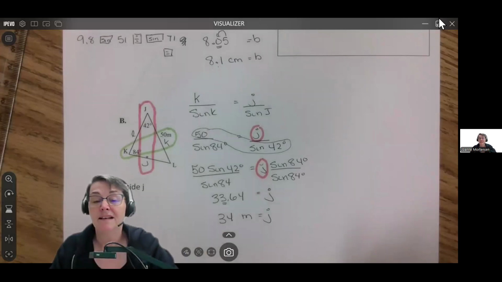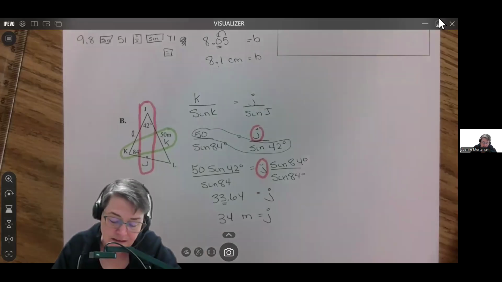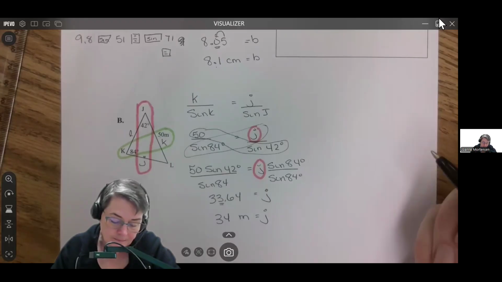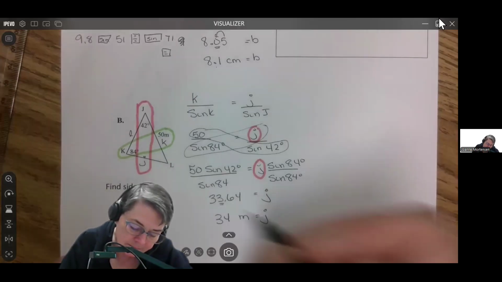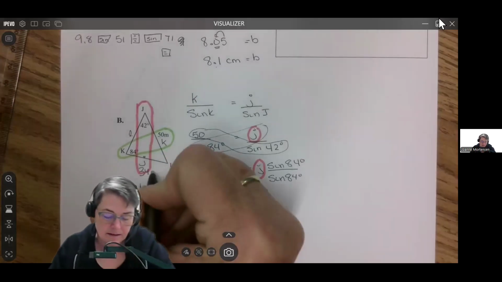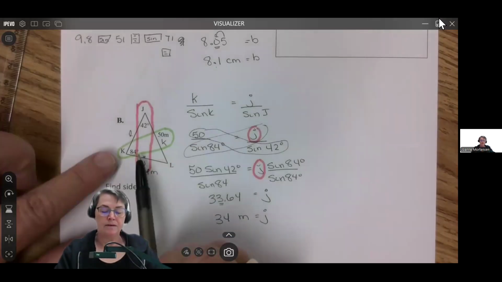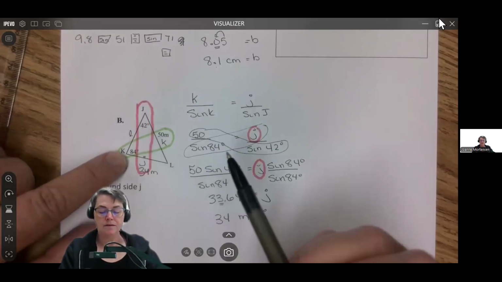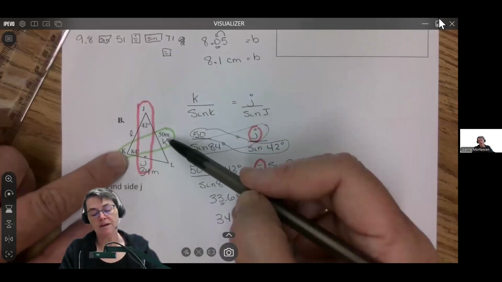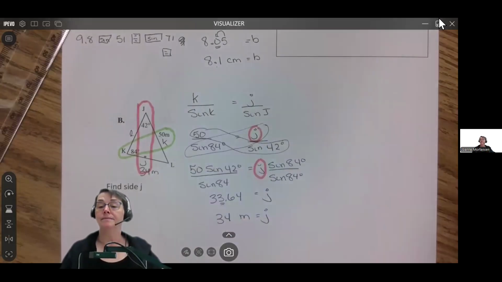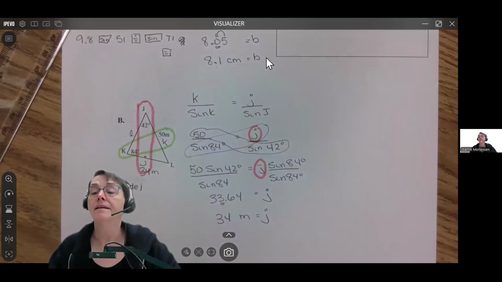That wasn't so bad. It looks scary the first few times you do it. Actually, it's not so bad. I'm going to put 34 into my picture and then just do my quick comparison. Okay, so 84 is bigger than 42. So the side opposite 84, which is 50, better be bigger than my answer. So seems reasonable. Have a spectacular day. Thanks for joining me.